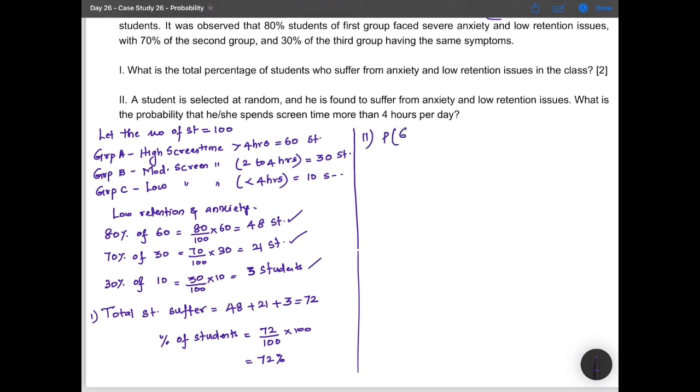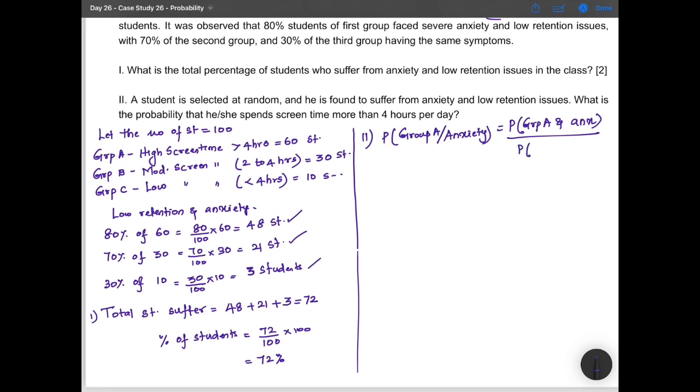P of group A, that is a student from group A, provided or given that the child is having anxiety, is equal to P of the child is in group A and also suffers from anxiety by total number of children who are suffering from anxiety and low retention, which is equal to 48 upon 72, which is 2 by 3.